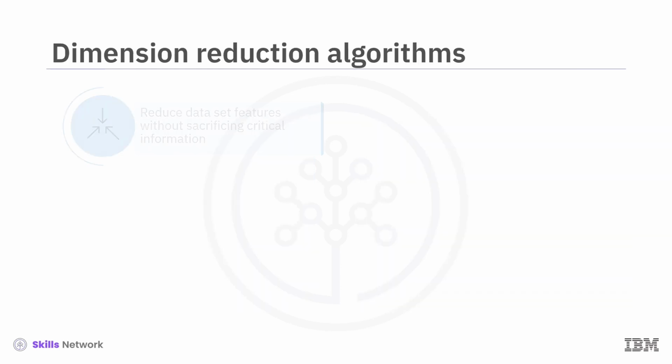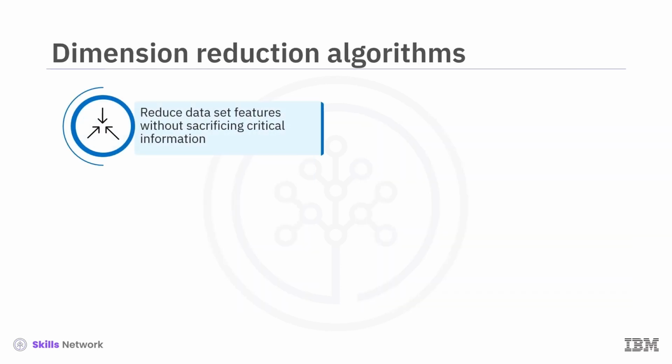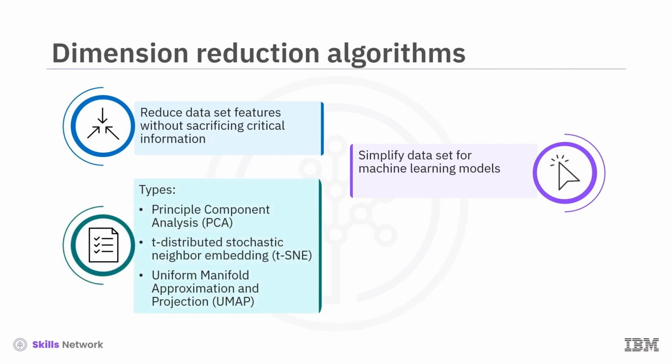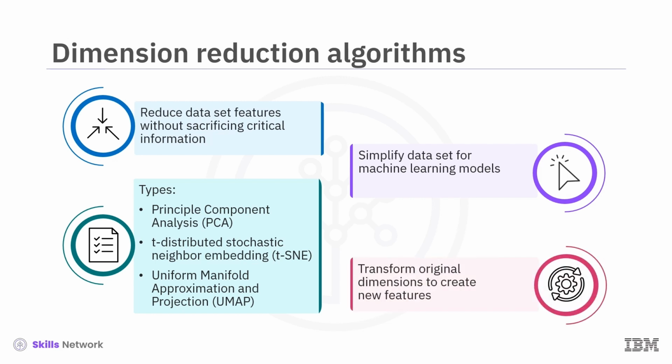Dimensionality reduction algorithms reduce the number of dataset features without sacrificing critical dataset information. High-dimensional data is often very difficult to analyze and visualize. Dimensionality reduction algorithms simplify the data set for machine learning models. The principal component analysis, or PCA, t-distributed stochastic neighbor embedding, or t-SNE, and uniform manifold approximation and projection, or UMAP, algorithms transform original dimensions to create new features.